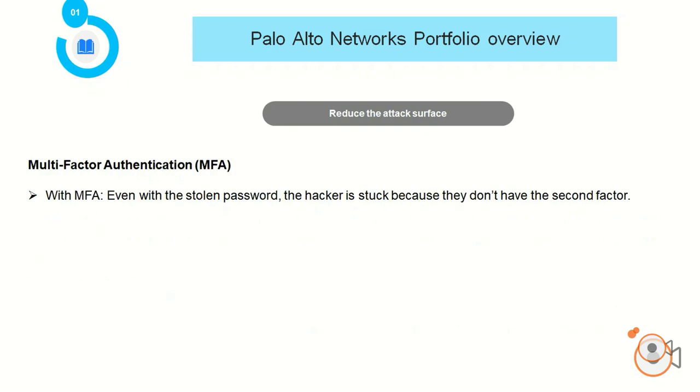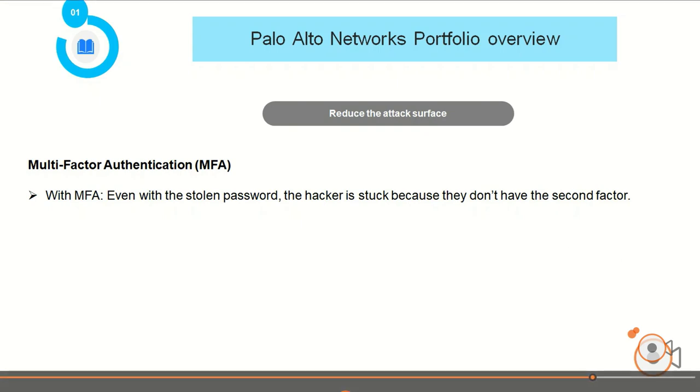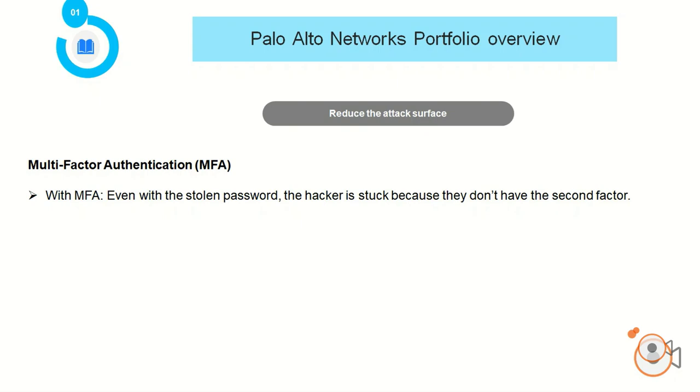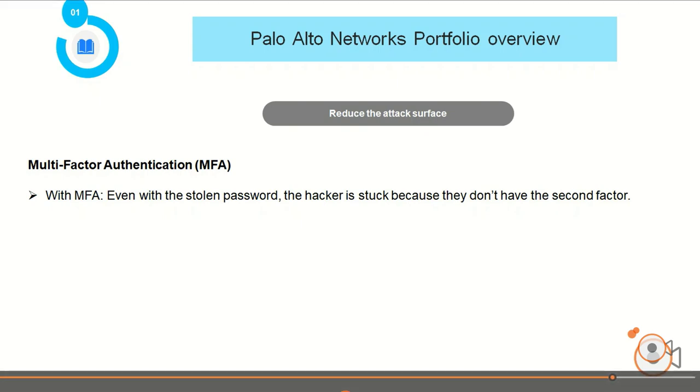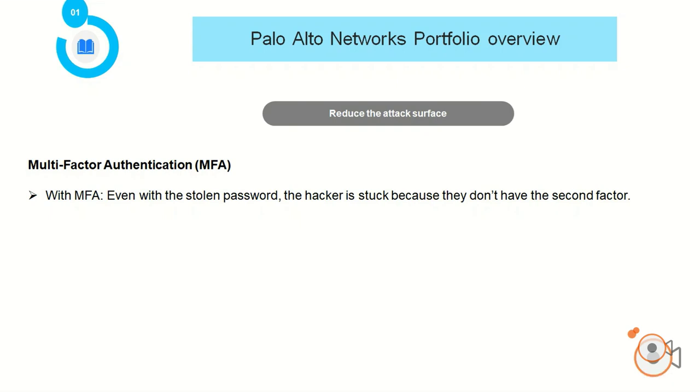Another mechanism to reduce the attack surface is multi-factor authentication. And multi-factor authentication, of course, is a security method that requires more than one way to prove your identity before you can access a system. Instead of just using a password, for example, multi-factor authentication adds extra layers of protection to make it harder for a hacker to break into your system or your network. Think of multi-factor authentication like locking a door with two different keys. And even if someone steals one key, they can't open the door because they don't have the second key. This keeps your account, of course, or your system safer.